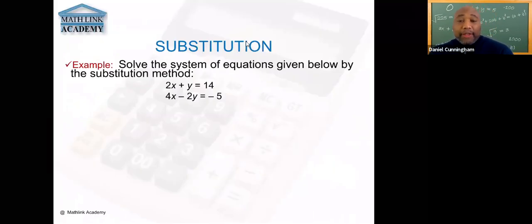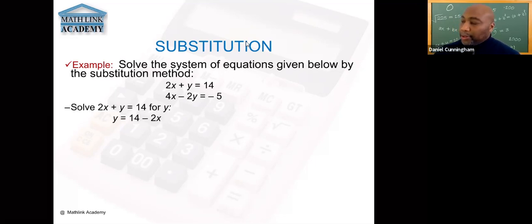The last method we're going to use is called the substitution method. And we use this example to show you how to do the substitution method. Now, all three of these methods, graphing, the addition method, and the substitution method, will all give you the same answer. But sometimes you may want to use one over the other because of how it's given to us. So let's look at this particular example in this system of equations.